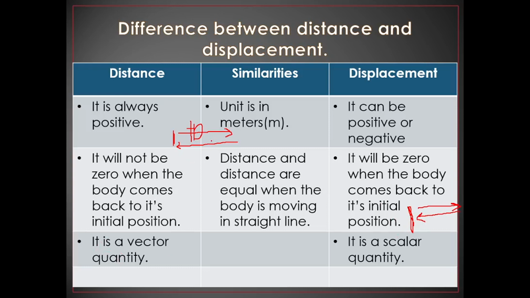Then the similarity: distance and displacement are equal when the body is moving in a straight line. As I told, if the body is moving in a straight line, then it's one dimensional, so the distance will be this much and the displacement will also be this much, so they will be equal because it's moving in a one dimensional track. Then the last point is, distance is a scalar quantity and displacement is a vector quantity.